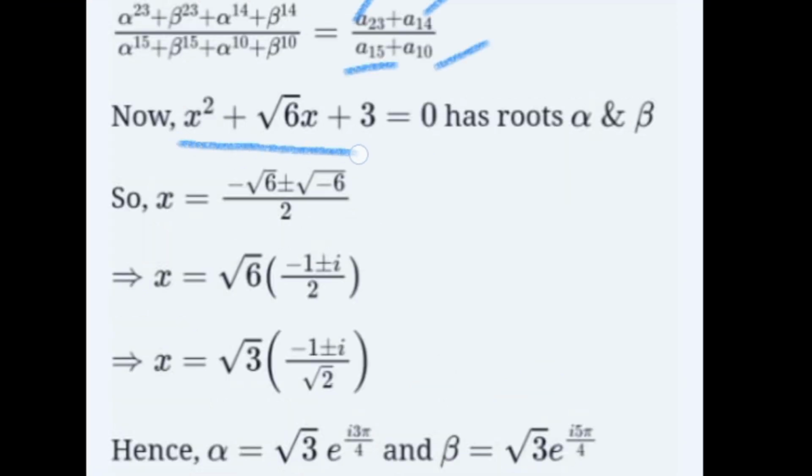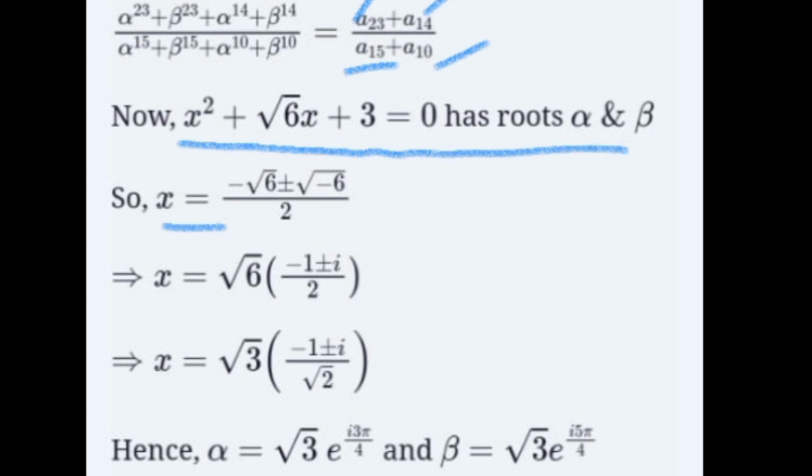We know that an is equal to alpha power n plus beta power n. So alpha power 23 plus beta power 23 means a23, plus a14 by a15 plus a10. So we know that the equation x square plus root 6x plus 3 equal to 0 where alpha comma beta are the roots.